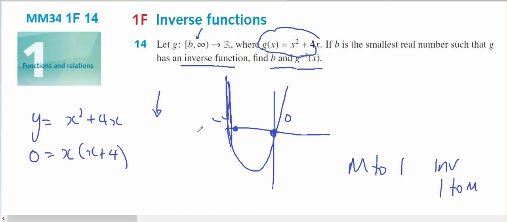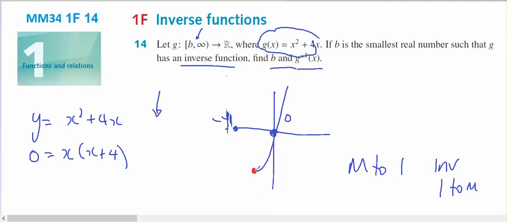So I've got to restrict the domain so that it is 1 to 1. So I could get rid of this and all of this to the turning point, and that would make g a 1 to 1. I could even go further than that, but if I went further than that, then my value of b would be this value of x here, and that's not the smallest. So I'd like to restrict my domain back to the turning point.